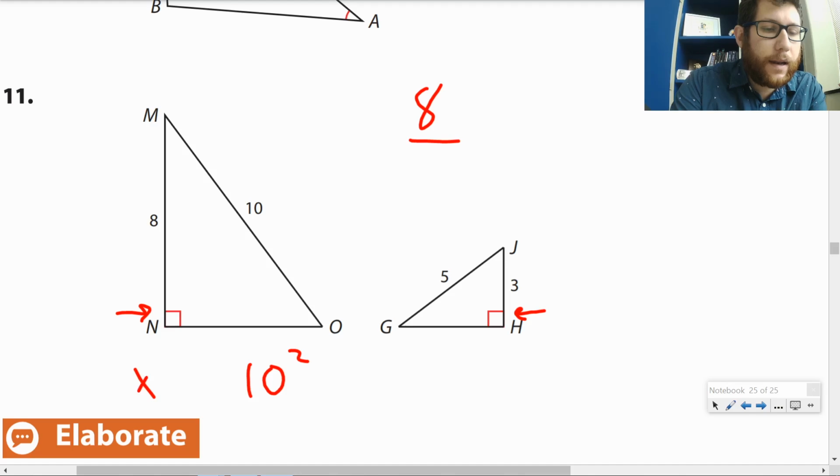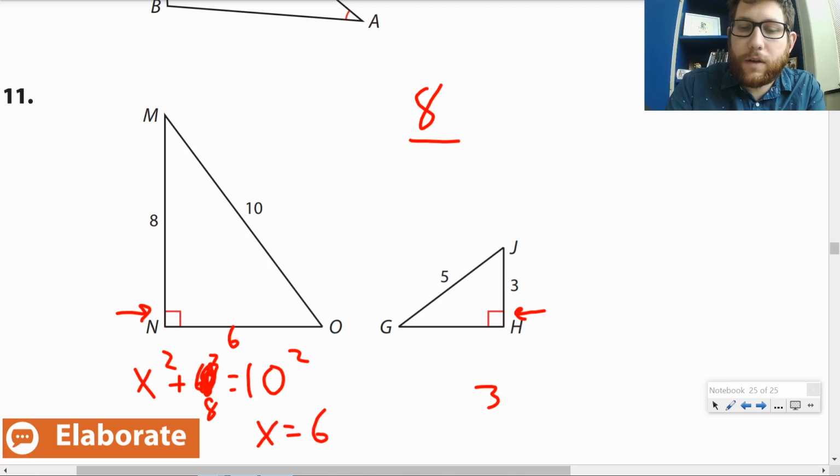If I solve this out, I get x squared plus 8 squared is equal to 10 squared. If I solve this out, I end up with x is equal to 6. Okay? And same thing here. If I solve this out, 3 squared plus x squared is equal to 5 squared. If I solve this thing out, x is equal to 4.